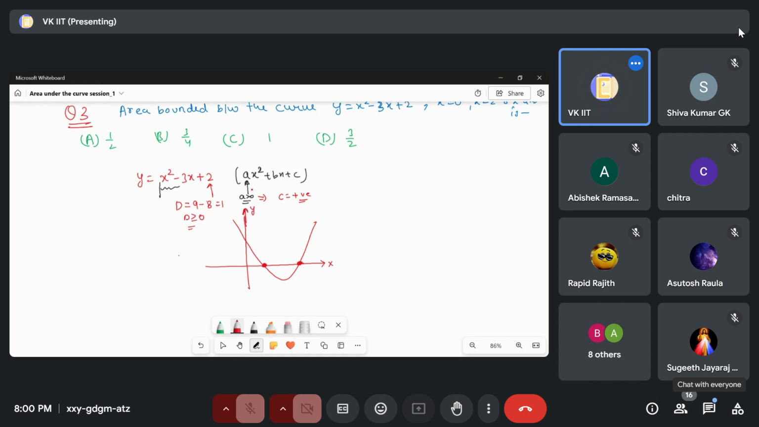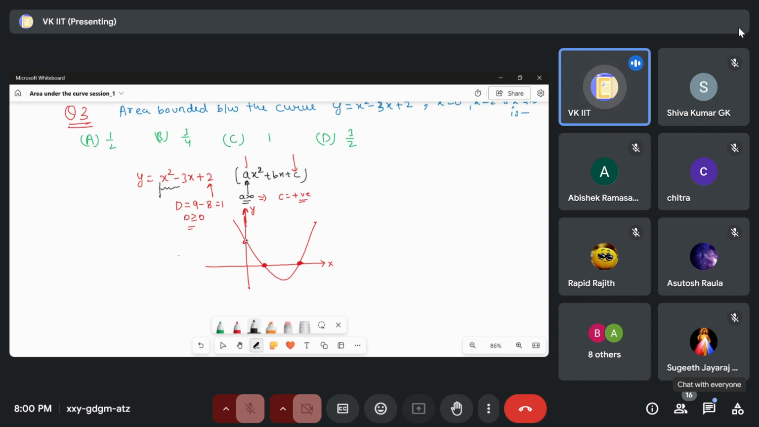Let me repeat it again. The coefficient of x square is giving you the parabola's nature, whether it is mouth opening upward or mouth opening downward. And the value of c is giving you where this parabola will intersect the y-axis. If it was negative, it would be intersecting the y-axis in the negative portion, somewhere here. So this will be like this then. But this is not the case here, it is positive, so it means it is intersecting this part.